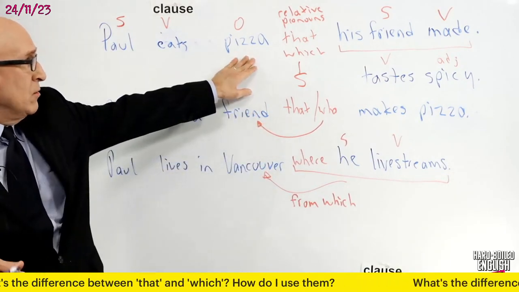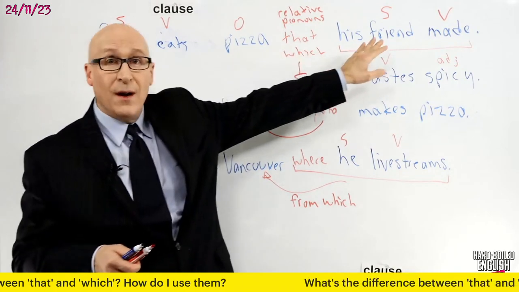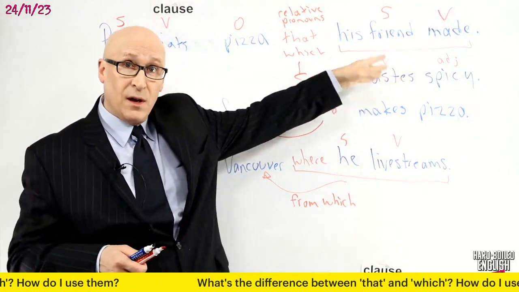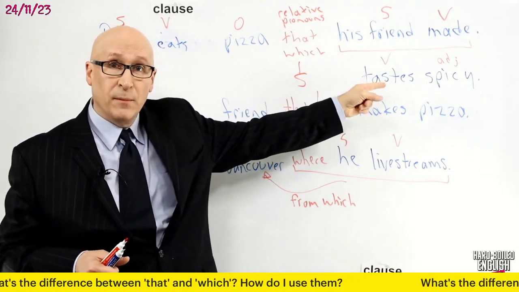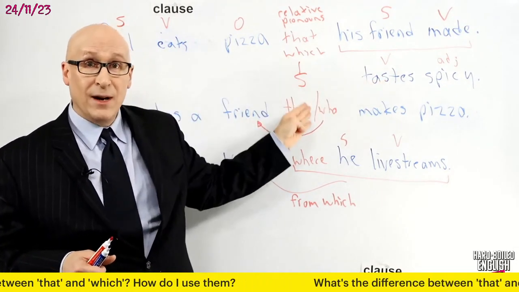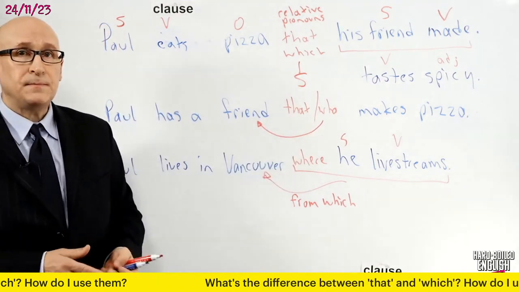Now up here, remember this rule. If you have a subject in the adjective clause, you're allowed to drop the relative pronoun. But if the next word is a verb and there is no other subject, you have to keep it. Okay?